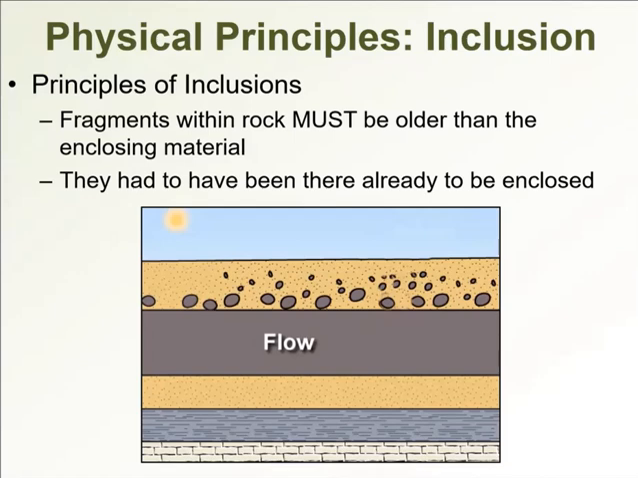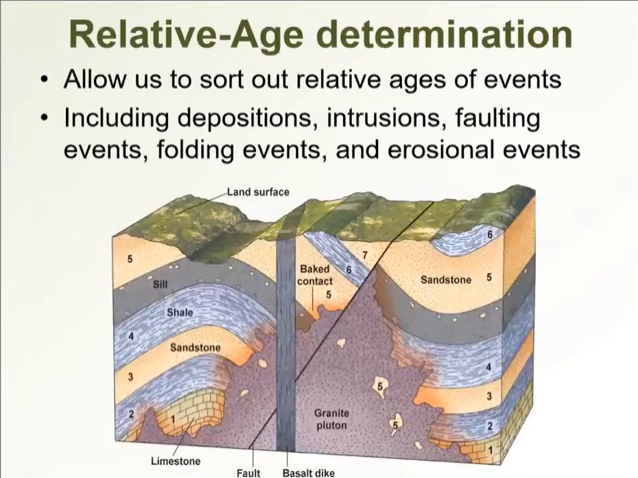This is helpful for figuring out things like sills. If you see inclusions of that sill in the rock above it, well, that means that the sill is older than the rock that has the inclusions. So the inclusions have to be older than the enclosing material. These are all logical things. So we use these to figure out the relative ages of things. So it allows us to put things in the order of events. So this includes depositions, intrusions, faulting, folding, erosions, etc.